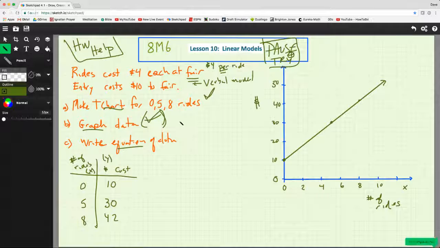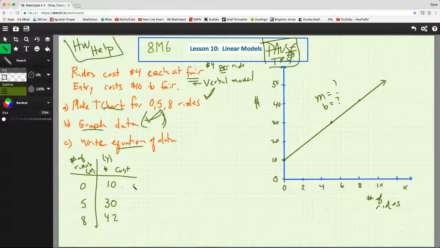So we're going to write the equation of the data. Now we can do this using any of our 3 things. We could make it from our graph. We could find our M and then our B and make it from our graph. We could make it from our T-chart by finding delta Y over delta X. Let's do that. Let's do it from the T-chart. And then we'll do it also from our verbal model.